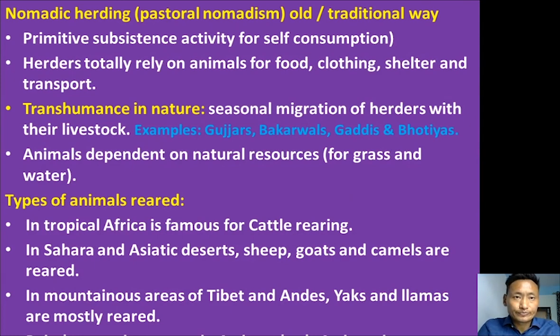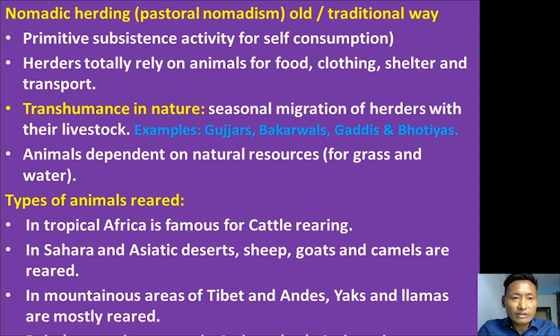First one is nomadic herding, or we can say pastoral nomadism. What is meant by nomadic herding or pastoral nomadism? It is an old or traditional way of rearing and grazing of animals, mainly for self-consumption. It is called nomadic herding, or pastoral nomadism.